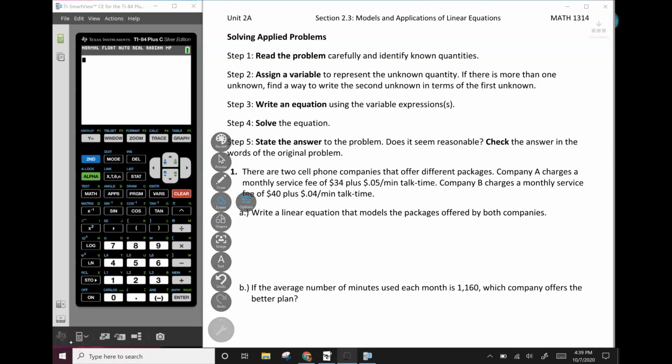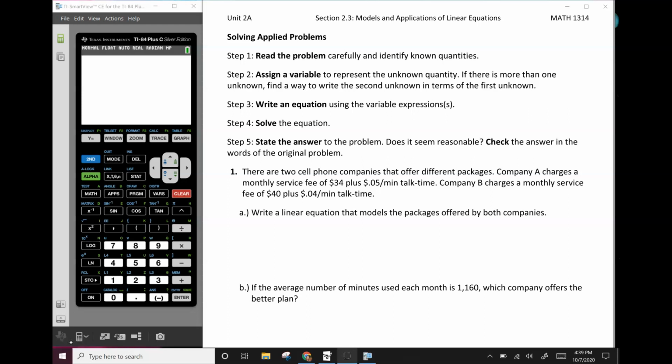This is the 2.3 part 1 video. We're going to be looking at applications of linear equations. So we have a couple steps to look over here at the top, just to help guide us when we're working out an application problem or a word problem involving linear equations.